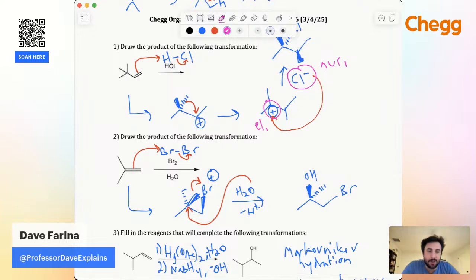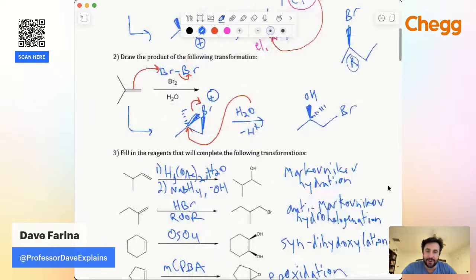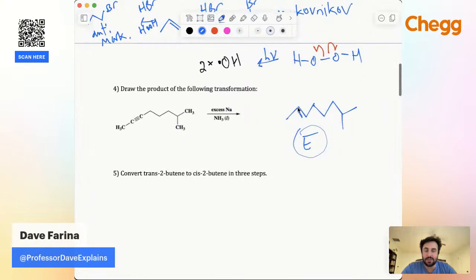Lucy asks, when do I use R and S or Z and E? So these are totally different things. R and S, like this is an R stereocenter. R and S are used for chiral centers where you have a carbon atom with 4 different groups attached to it. That's where you use R and S. E and Z describe alkenes. They describe the geometry around a double bond.